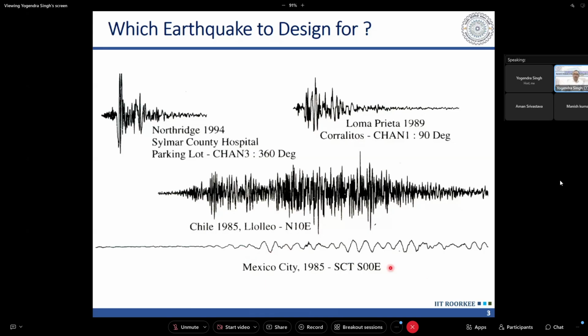It is not a harmonic type of loading. So resonance does not happen, but a quasi-resonance like situation happens when the period of vibration of the structure and the predominant period of earthquake motion are close, and then the response of the structure increases.